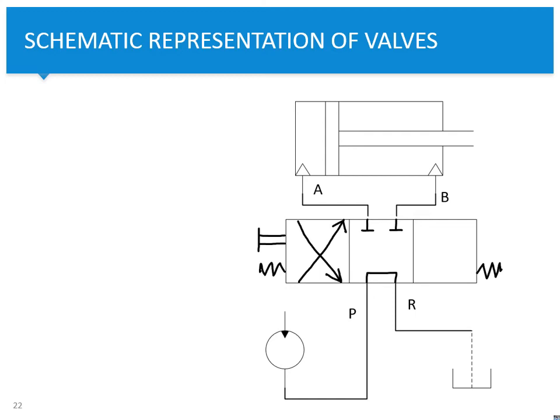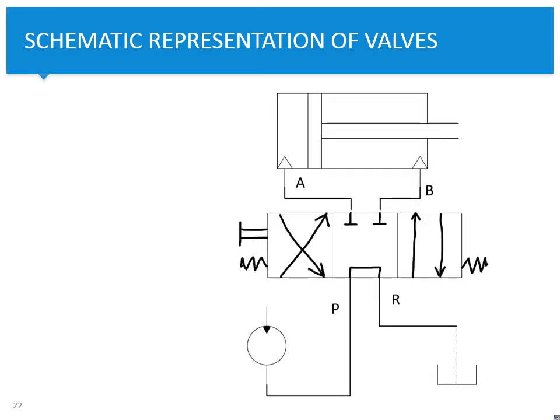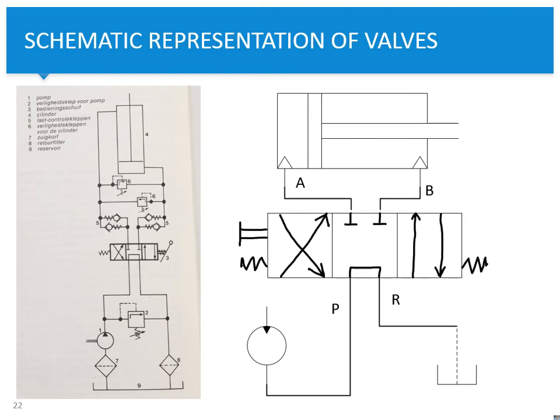And when the operator pulls the manually controlled valve, I want the, how do you call it, the cylinder to expand. So then I'm going to connect the pressure directly to A and the return to B. So it will look like this. And so let's check whether it's correct.